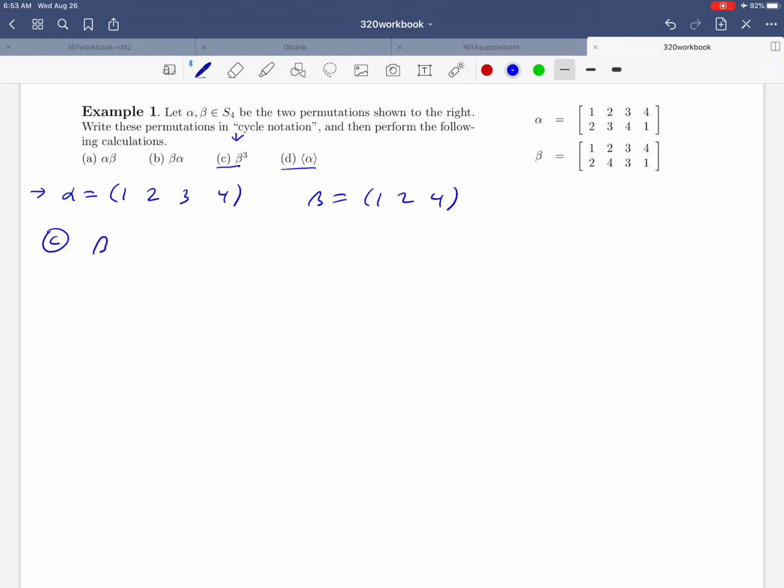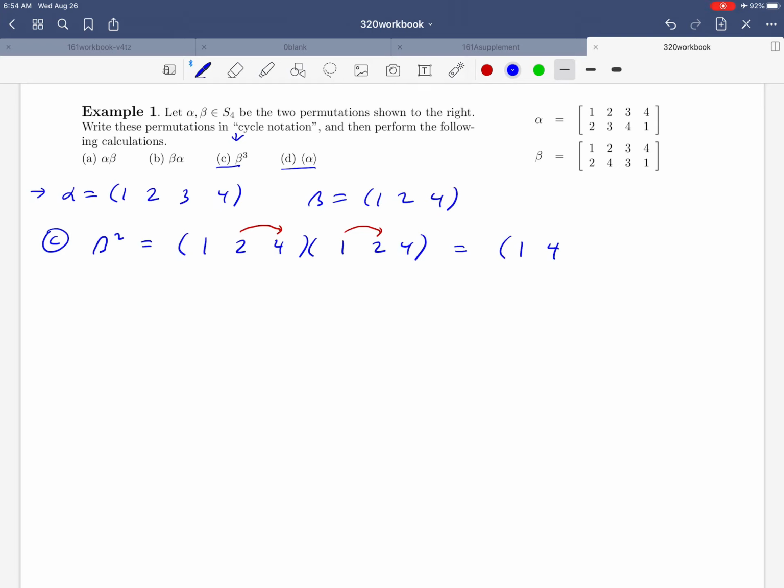We can maybe start by calculating beta squared, which is just the composition of beta with itself. We're interested in what permutation we get if we do that. As is customary, we're going to start with the number 1 and ask where that gets mapped to. Well, we start with the second copy of beta. We see that that maps 1 to 2, and then 2 gets mapped to 4. So the net result is that we started with 1 and ended up with 4, so the next number in our cycle is going to be 4.